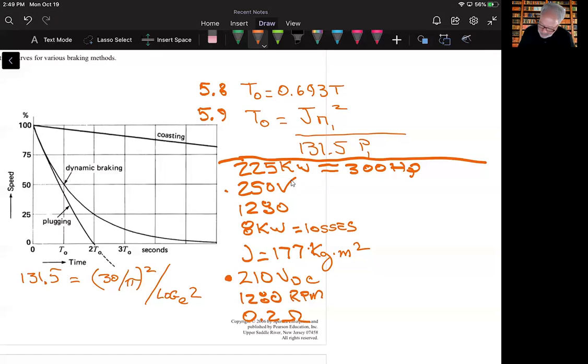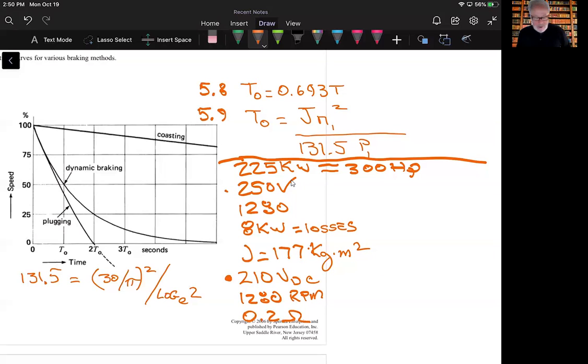And he says, I want to know what the mechanical time constant is of the braking system. Okay, so we're going to have to use 5.9 to do that. And then he says, what's the time for the motor speed to drop to 20 RPMs, and then the time for the speed to drop to 20 RPMs if the only braking force is that due to the losses that are given to us here.